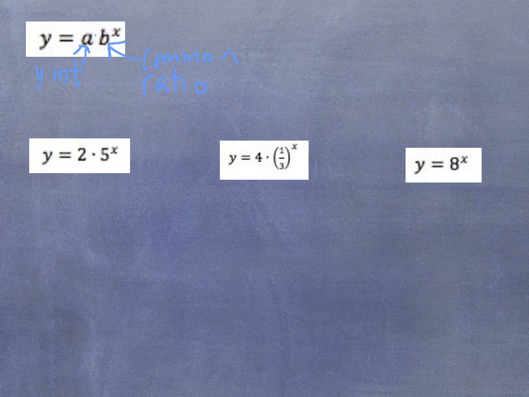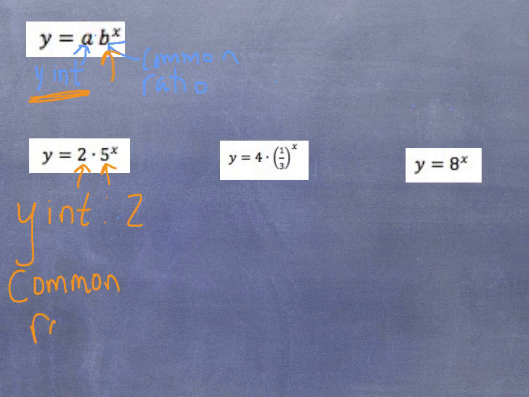So for just 3 really quick practice problems, just understanding this exponential function equation, I'm just going to ask in each one of these, what is the y-intercept and what is the common ratio? So we're just going to match it up based on the equation that we see. So right here I see a 2, and that matches up with the y-intercept. So the y-intercept for this equation is 2, and the number 5 matches up with the common ratio here. So the common ratio is 5.